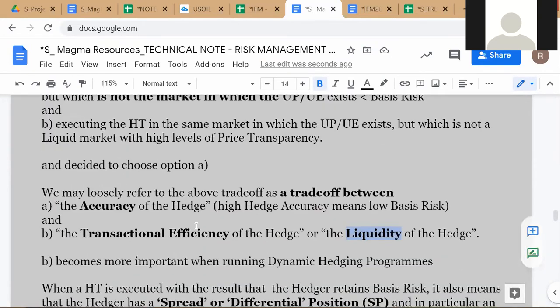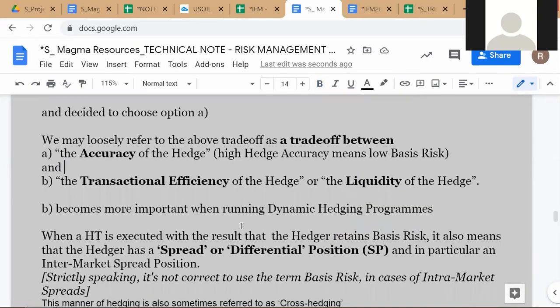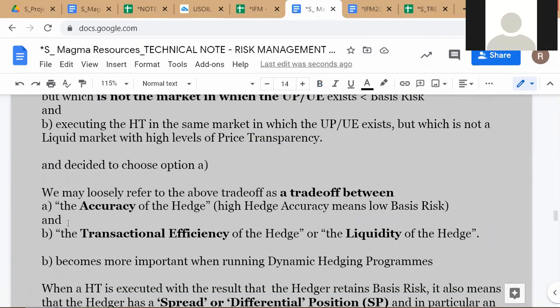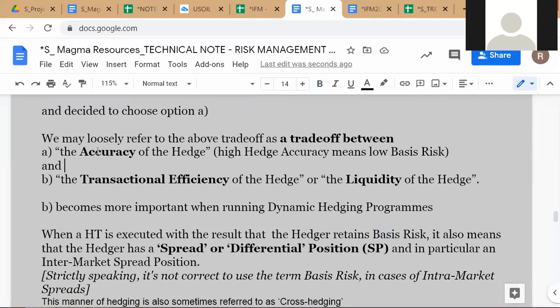So essentially, this is a trade-off between the accuracy of the hedge and the transactional efficiency of the hedge. Accuracy would come if you hedge like what Siddharth's first preference seems to have been, that why not directly hedge in crude oil? That would be a very accurate hedge, although it may not be transactionally efficient. But if you hedge using crude oil futures, then it's transactionally efficient relative to the jet fuel hedge, but it is not accurate because it has high basis risk.